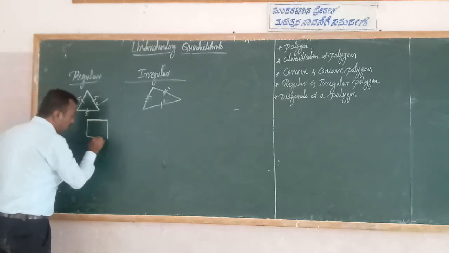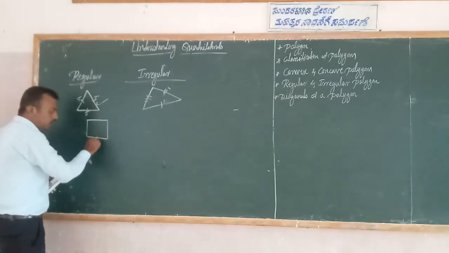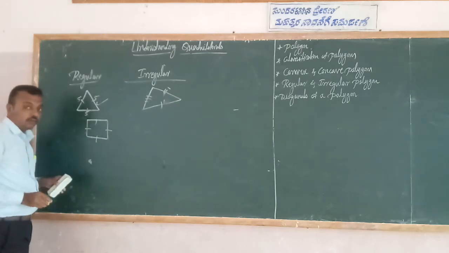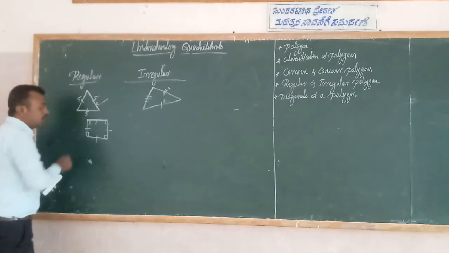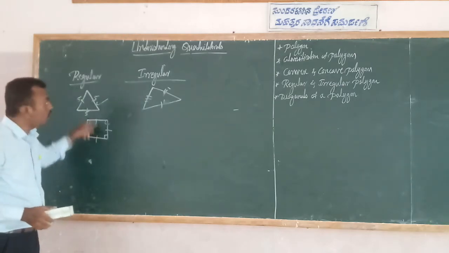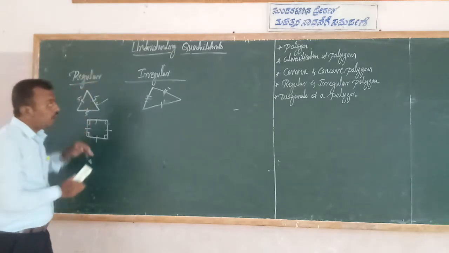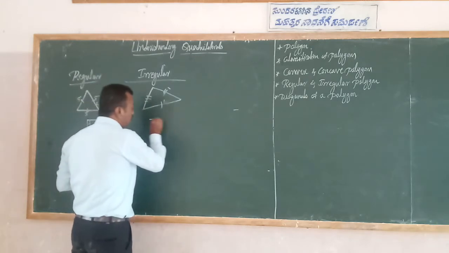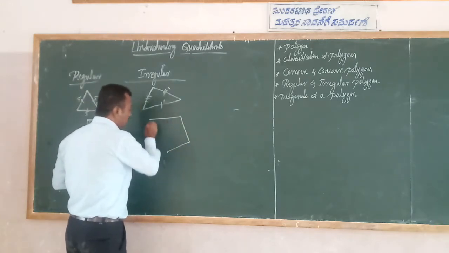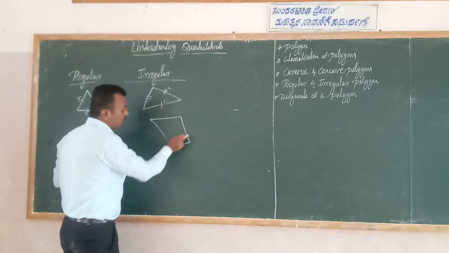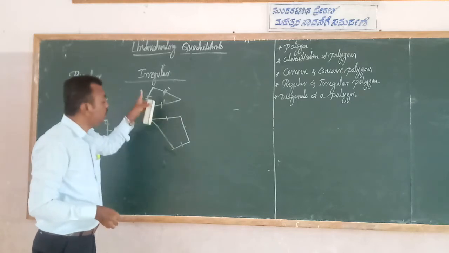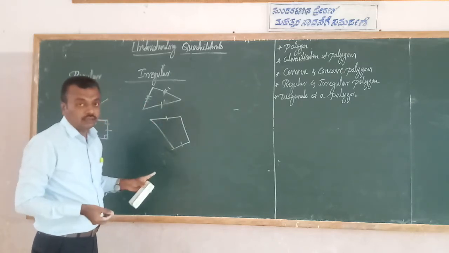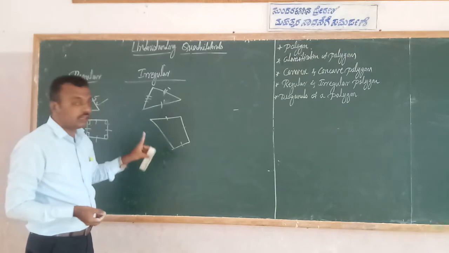One more example. This is a square. We know that in a square all sides are equal and each angle measures 90 degrees. Therefore, these are called regular polygons. And irregular polygons are like this. These are irregular, with all unequal sides. All 4 sides are unequal. That's why we call it an irregular polygon. Can you understand regular and irregular polygons?